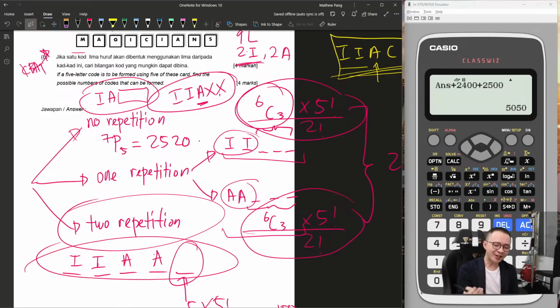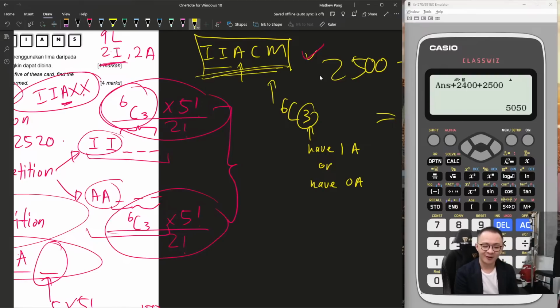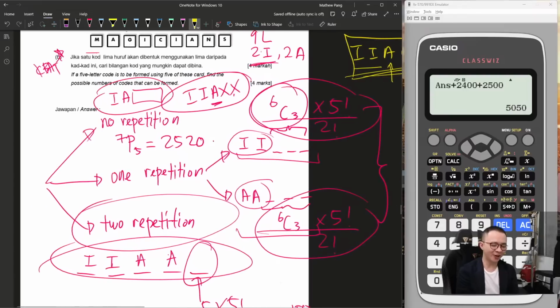You might argue, sir, then how about A not being included? Because when I do 6C3, maybe these three letters have 1A or have 0A. So when I do 6C3, I include both of them. Okay, so of course this is my solution.